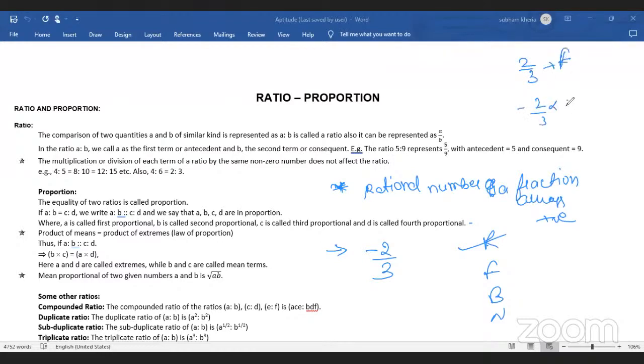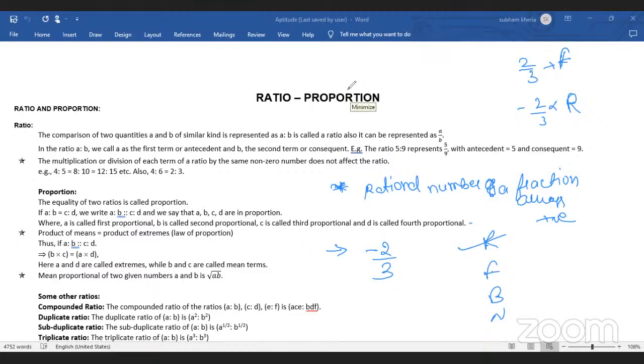Minus 2 by 3 cannot be a fraction. Okay? So, sir, if minus 2 by 3 is not a fraction, that means minus 2 by 3 is a rational number. But what about 2 by 3? 2 by 3 is a fraction, so will it be a rational number?